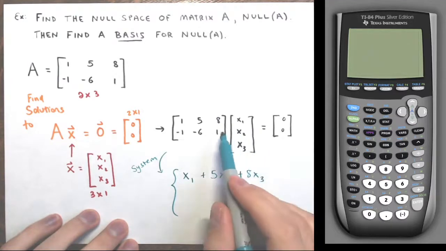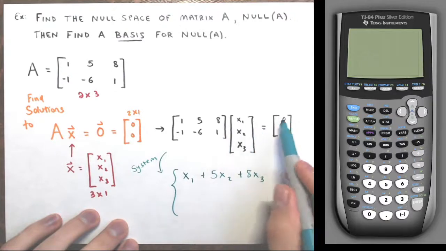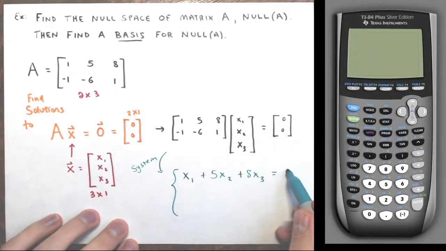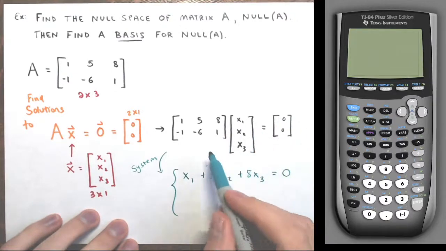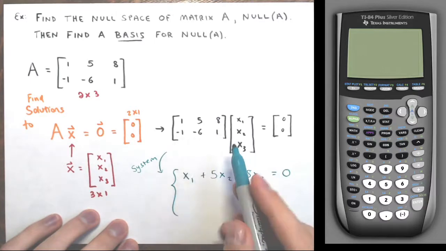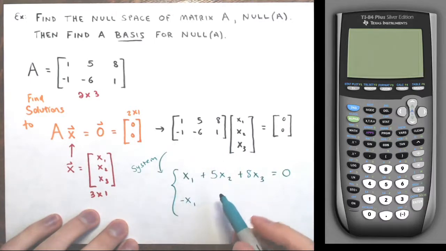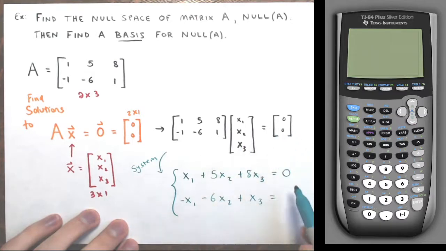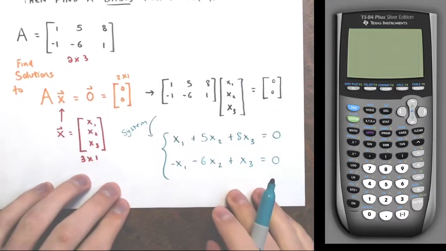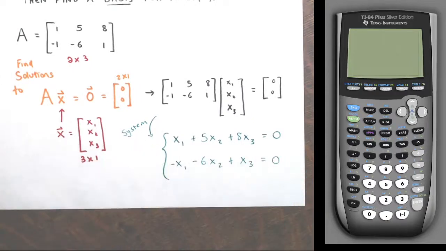And in order for this side to be equal to this side, that first component needs to be equal to 0. And then the second component would be negative x1 minus 6x2 plus 1x3. And again, in order for this to be true, this would need to be equal to 0. Alright, so I get this system of linear equations involving x1, x2, and x3 here.